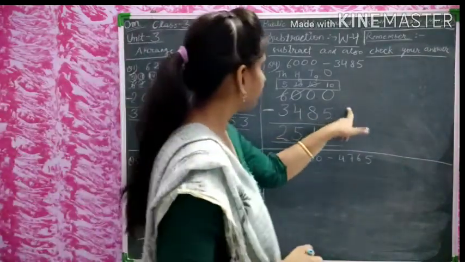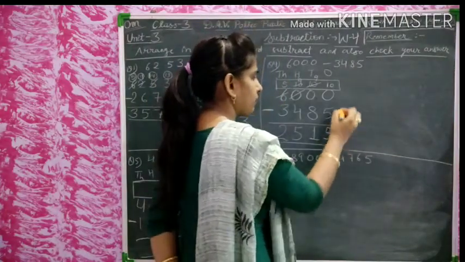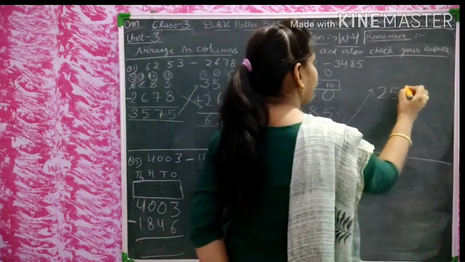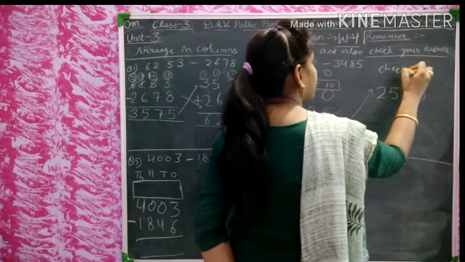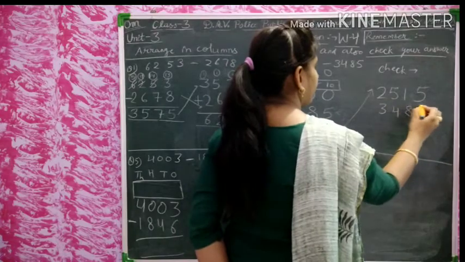Sorry, we have to check also here. So for checking, adding these two numbers, this will become 2, 5, 1, 5. Check. And 3, 4, 8, 5.